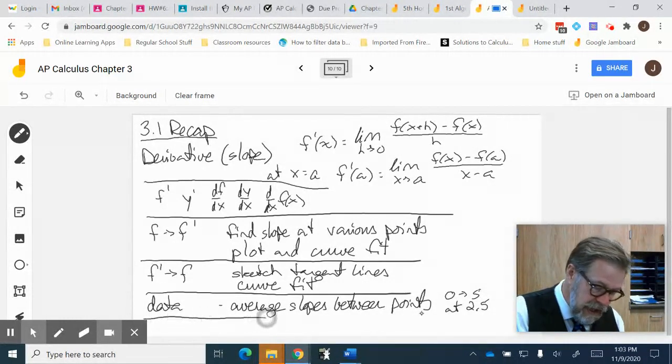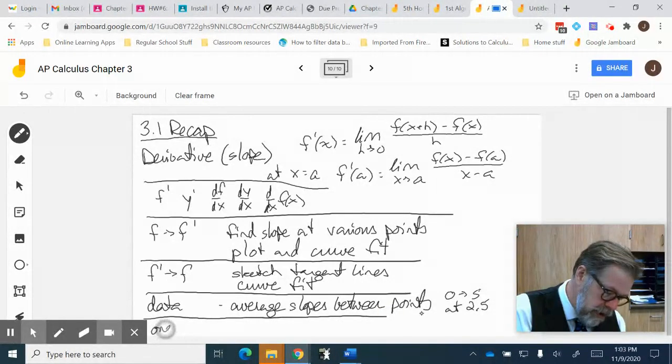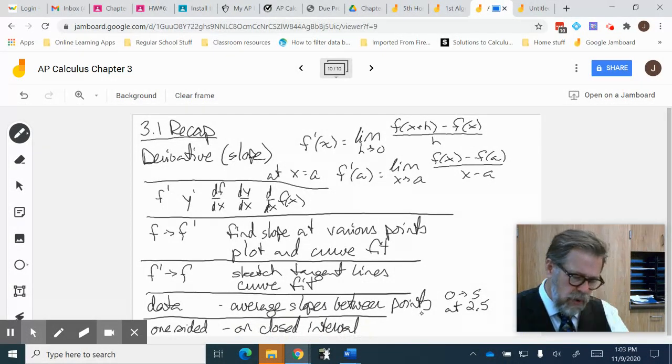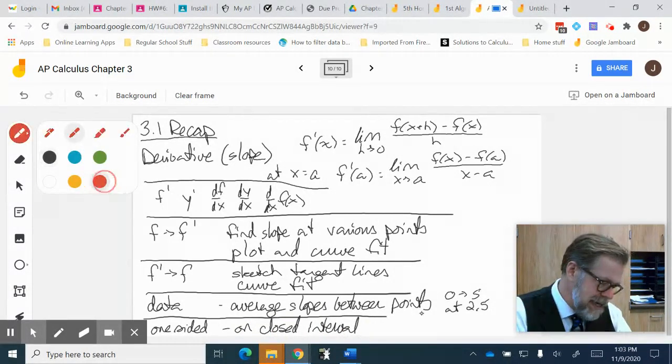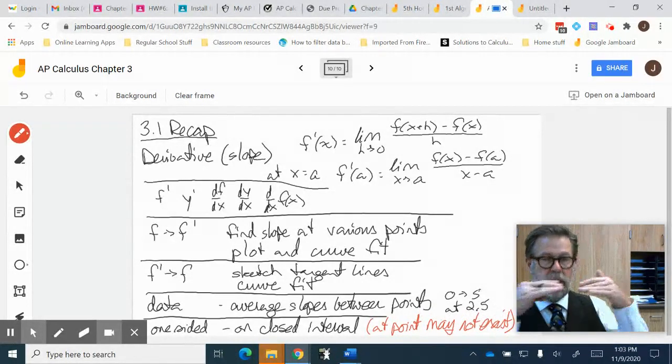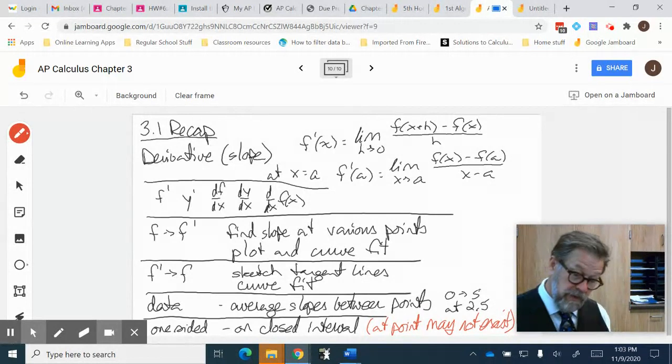And finally, we've got one-sided derivatives, and this is on a closed interval. We can find a one-sided derivative at the end of a closed interval. And of course, we also need to understand that the derivative at the point may not exist. The only way it can exist is if they are the same on both sides. And we saw an example of that back in the last video.